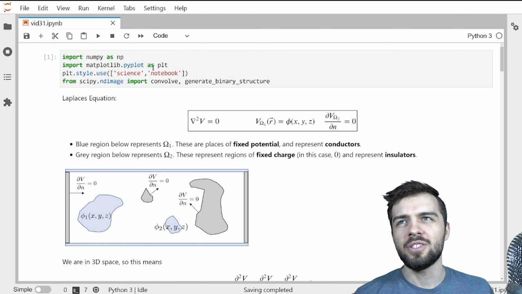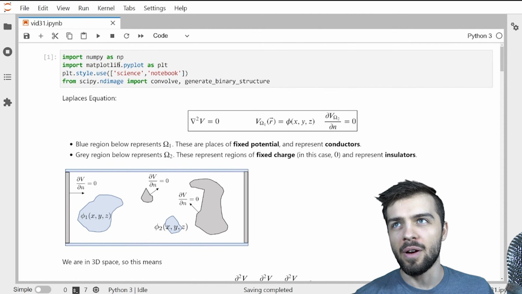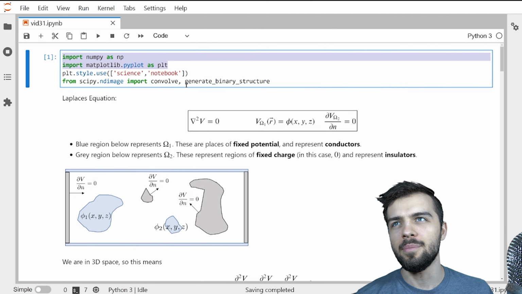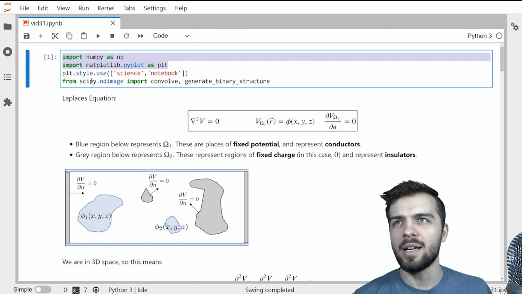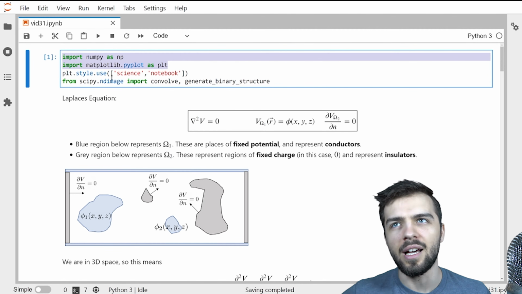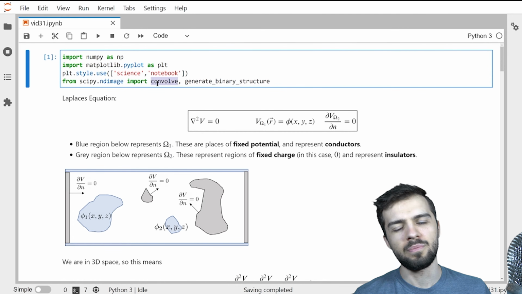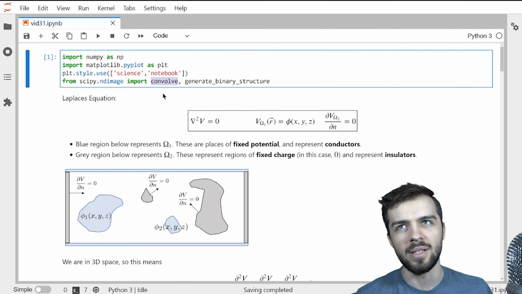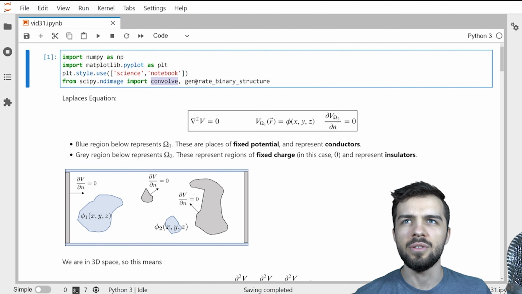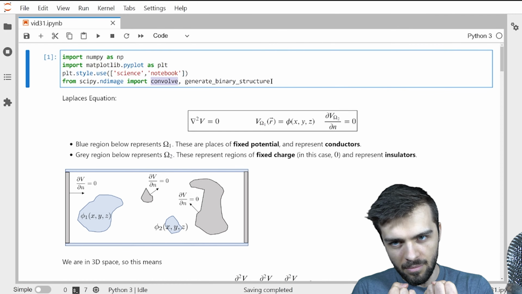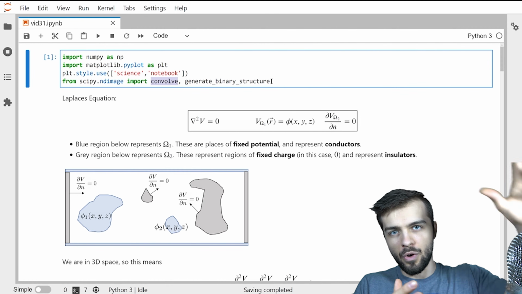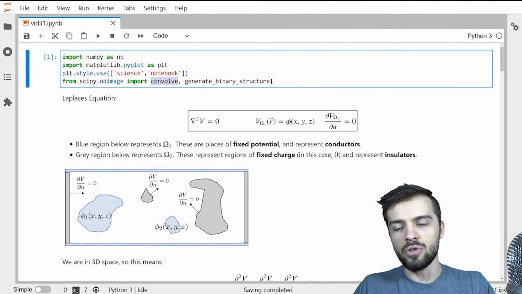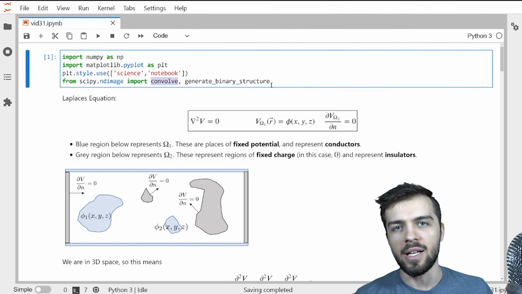The number of packages you actually need to solve this problem is very few. I just have NumPy and Matplotlib, which are the essentials that I basically always use. And then from SciPy's image processing library, I have convolve, which you could really do with NumPy. I just like this one a little bit more. It's a bit easier to use. And then also generate_binary_structure, which is going to be used to form the kernel. That's the thing that we convolve the image with to do iterative updates for Laplace's equation.